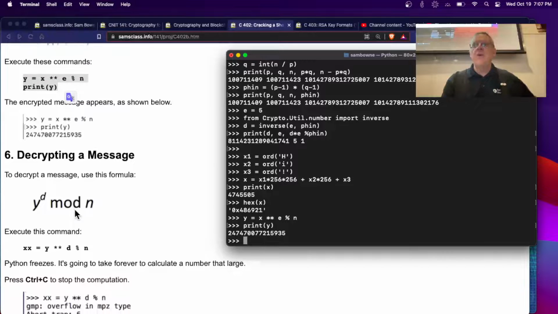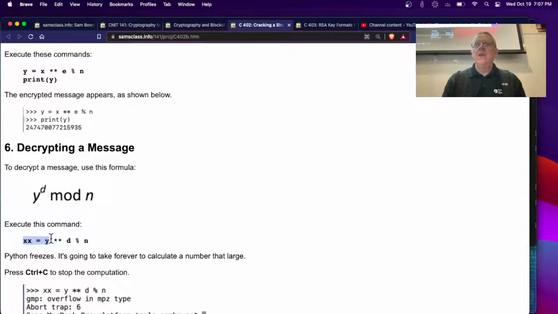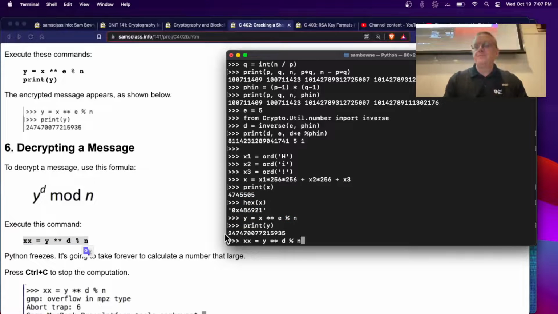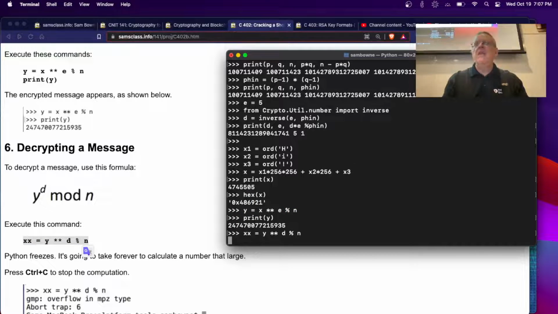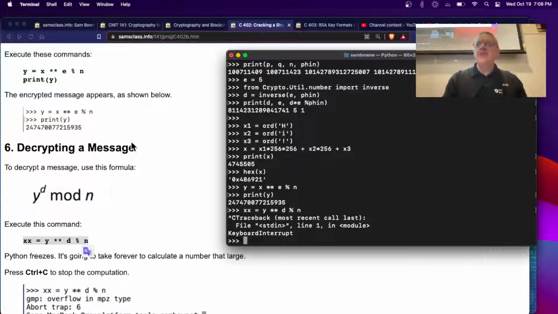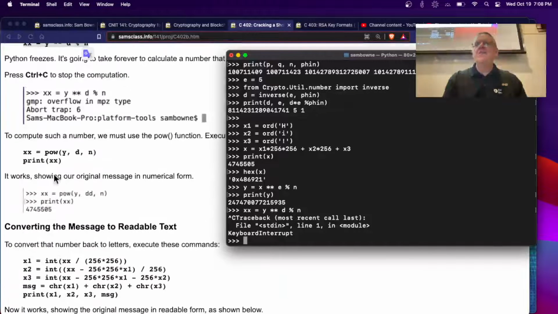So we'll decrypt it with y to the d mod n. We can take XX, our proposed plain text. In general, y is the ciphertext and x is the plain text. That's standard notation. So XX is my decrypted stuff, which is y, the encrypted stuff, to the d mod n. And it freezes because now I'm taking this huge number to this huge power. If I do it this way, it's going to do repeated multiplication or something that's going to take forever. So you have to use a faster routine, and that is the pow function.